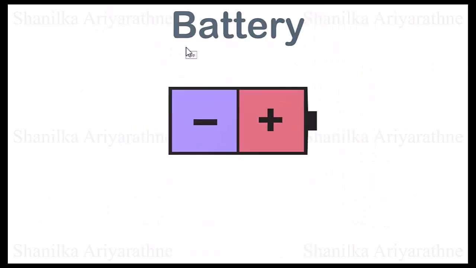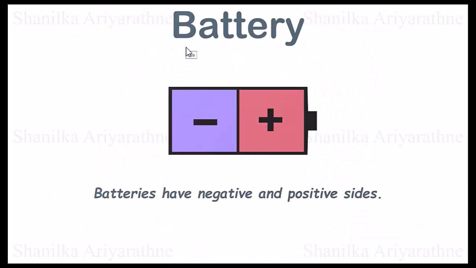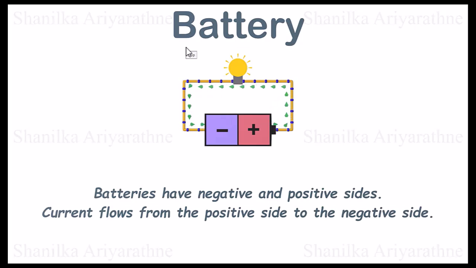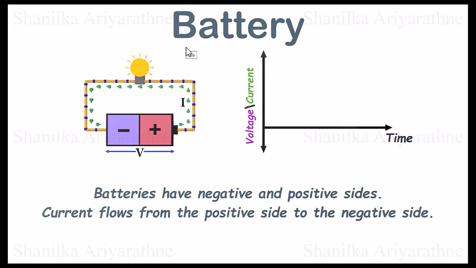Earlier we talked about batteries. Batteries have designated negative and positive sides. Until the battery is drained, the conventional current flows from the positive side to the negative side. If we neglect the draining of a battery, we can consider the voltage and current to be constant. If we draw the voltage and current of a battery on a graph, it will look like a straight line like this.